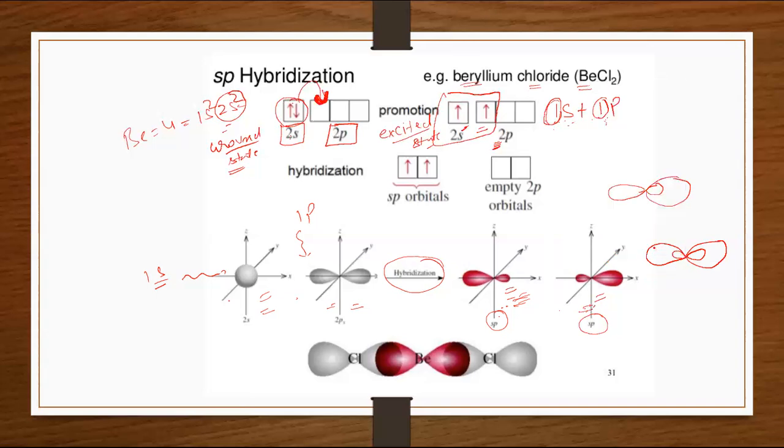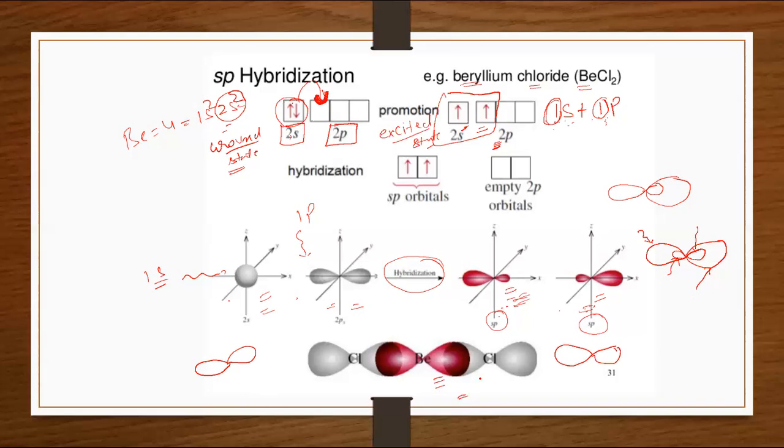So this is the bigger lobe and this is the smaller lobe. This is the bigger lobe and this is the smaller lobe. The Cl, which has p orbitals, combines to form BeCl2.